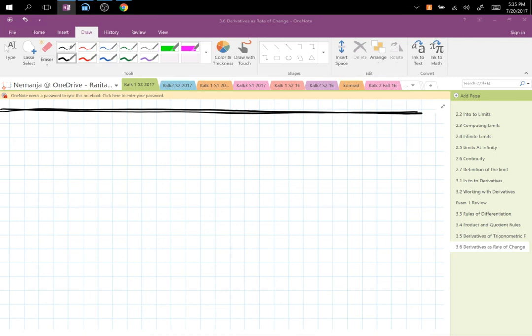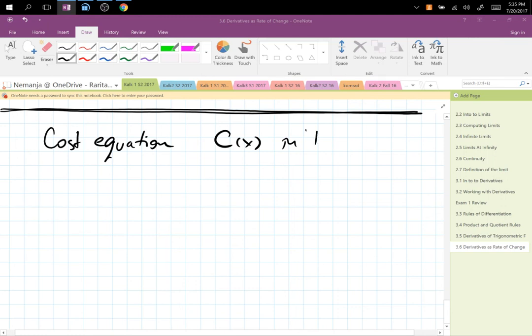revenue, and cost. We say that the cost equation is going to be given as C of x, in terms of units produced. You have to understand that in order to operate a business and produce some stuff, you actually have to set up the production, which costs money to set up. That's a fixed cost. There are a lot of details in all of this.